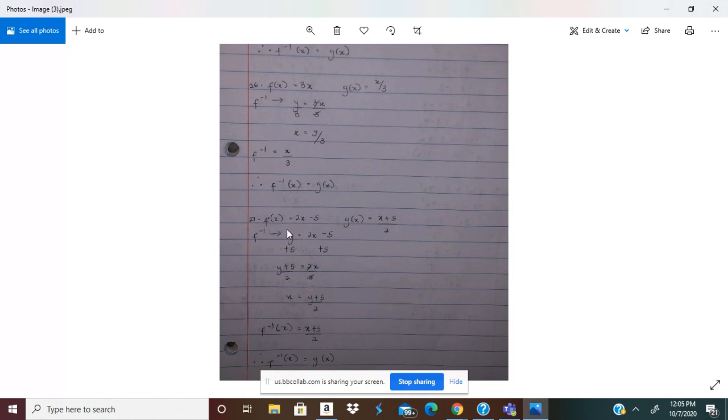So first we have to find the inverse of f. We replace f of x with y. So y equals 2x minus 5. And then to make x the subject, I added 5 on both sides, and it canceled out. Then I had y plus 5 equals 2x. Then I divided by 2, and x became the subject. X equals y plus 5 over 2. And then I interchanged x and y. So f inverse of x equals x plus 5 over 2, which is equal to g.